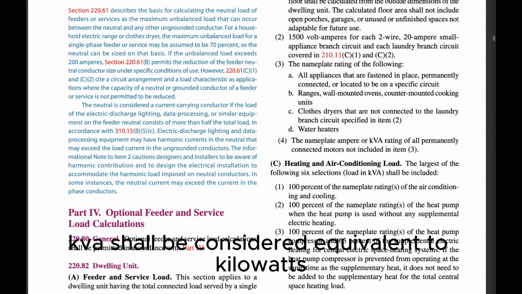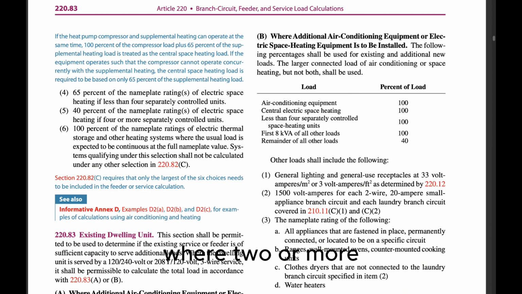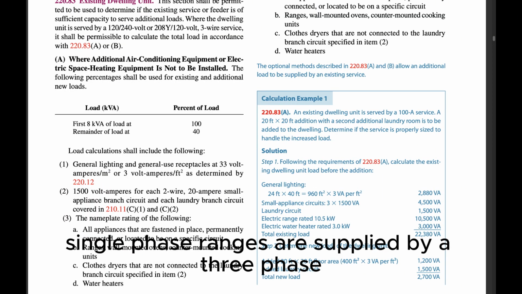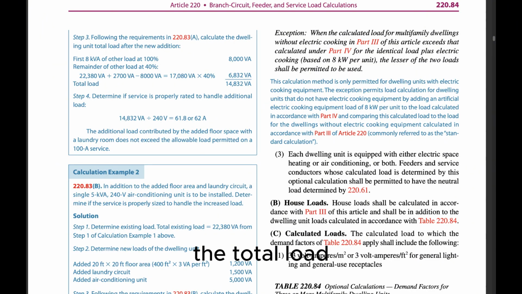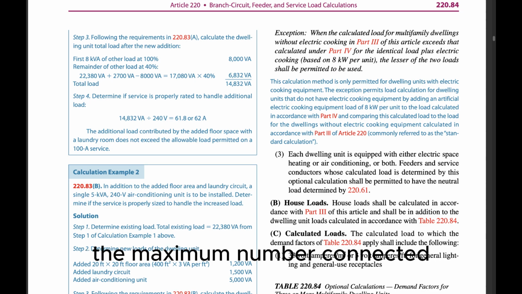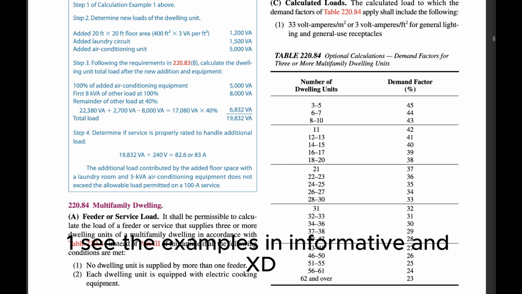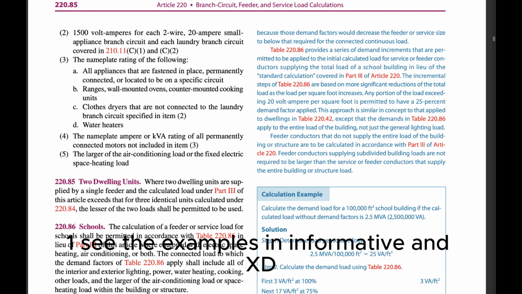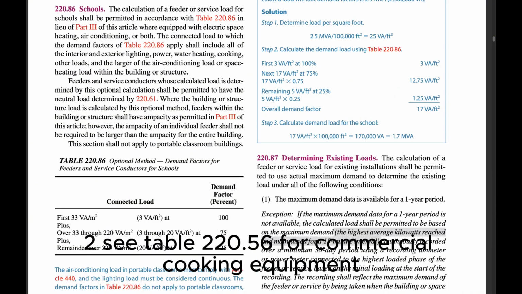Kilovolt-amperes (kVA) shall be considered equivalent to kilowatts (kW) for loads calculated under this section. Where two or more single-phase ranges are supplied by a 3-phase, 4-wire feeder or service, the total load shall be calculated on the basis of twice the maximum number connected between any two phases. Informational Note No. 1: See the examples in Informative Annex D. Informational Note No. 2: See Table 220.56 for commercial cooking equipment.